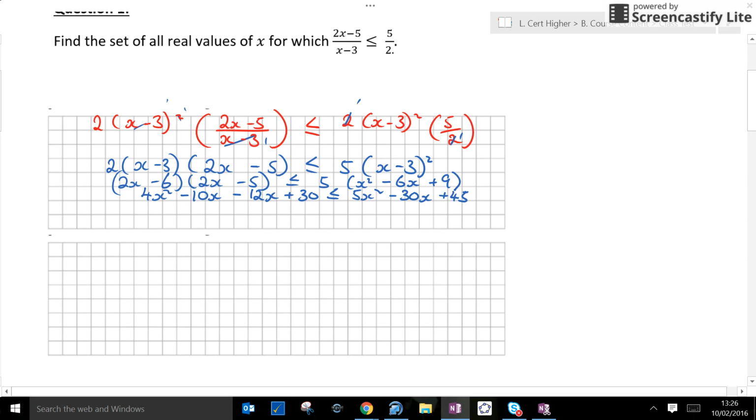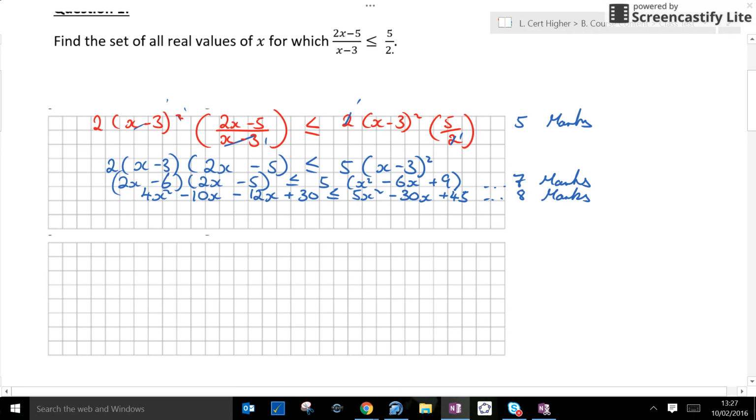Okay. Now, the way the marks were going for this question was, for the first line here, you would have got 5 marks. For getting to this line here, you'd have got 7 marks. And to get to this line here, you'd have got 8 marks.